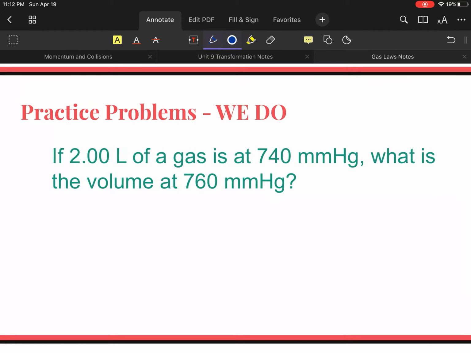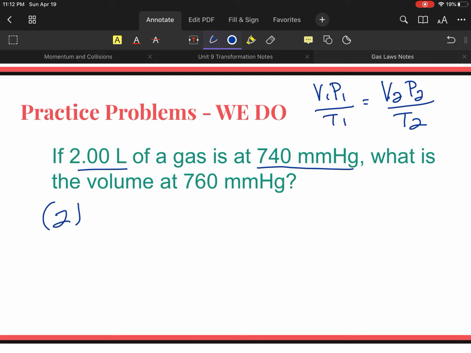Okay, let's look at another one. This one's a little bit simpler. Okay, so I still have my ideal gas law here. I'm just going to look at my question. It says if 2 liters of a gas is 740 millimeters mercury. So that's my pressure. Okay, so this is what I'm starting out with.